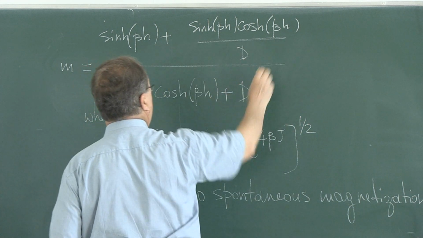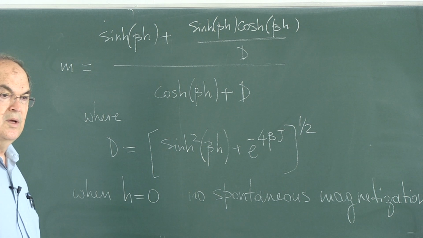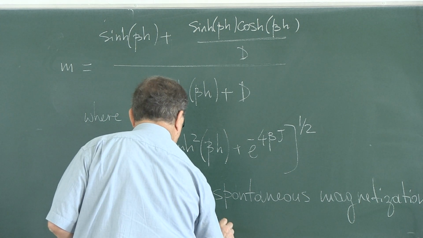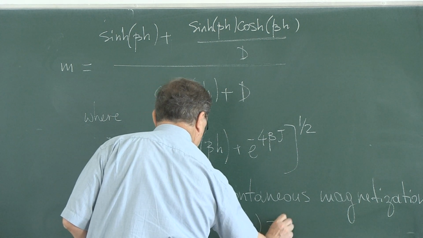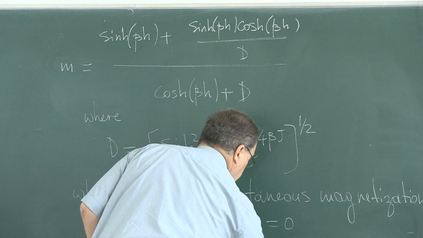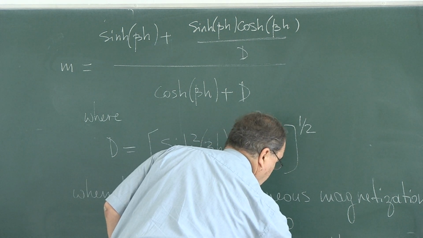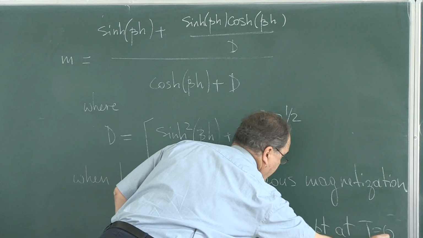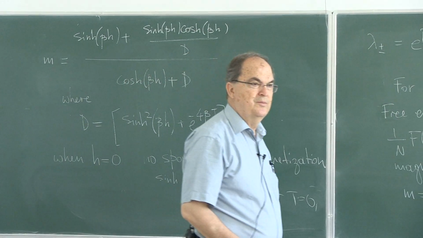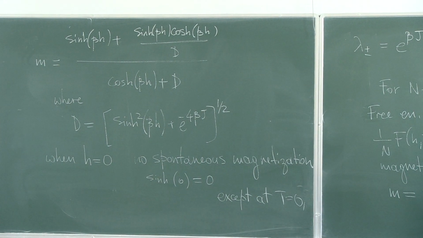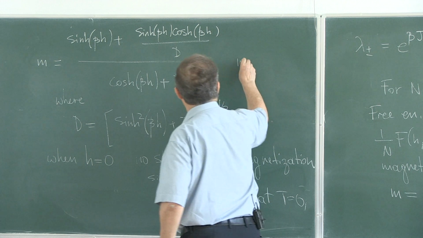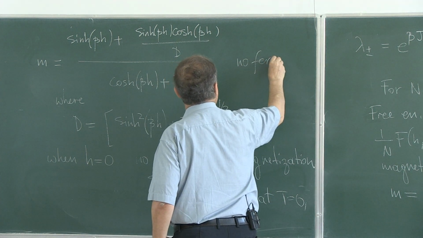Well, sinh of 0 is 0. So no spontaneous magnetization except at T equals 0. Well, T equals 0 is not available, we cannot reach there, so that means there's no ferromagnetic transition.